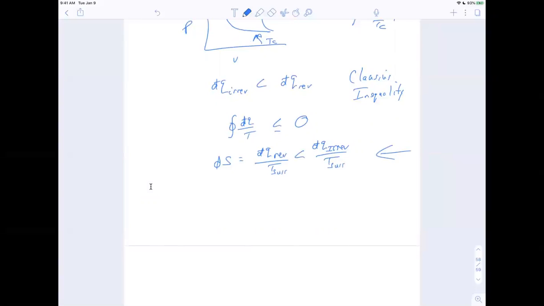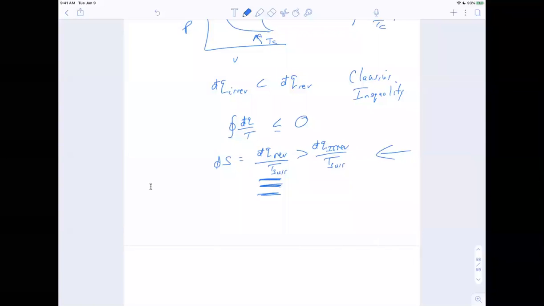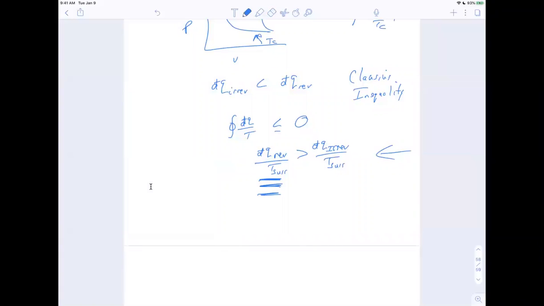This comes from the fact that dq irreversible is less than... oh, do I have the wrong sign there? I do, don't I? This should be this way. So dq irreversible over T surroundings is less than dq reversible over T surroundings. And this guy is equal to dS, right? So that's what this dS is equal to. If that confuses you, then what I'll do is just write this guy as dS. Everyone clear on that or no?